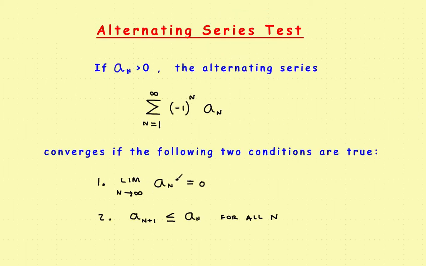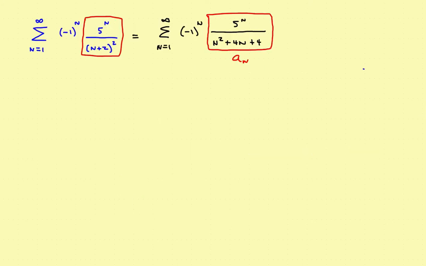The first thing I want to do is to show that the limit of a sub n is equal to 0, if I can. I may or may not be able to, but let's try that. So step number 1, again, try to show that the limit of a sub n as you go off to infinity is equal to 0.